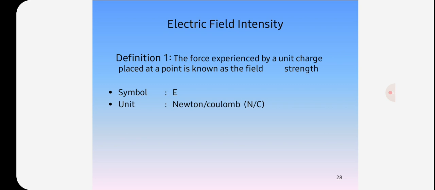Electric field intensity may also be defined as equal to the lines of force passing normally through a unit cross section at the point. Suppose there is a charge of q coulombs, the number of lines of force produced by it is q by epsilon.